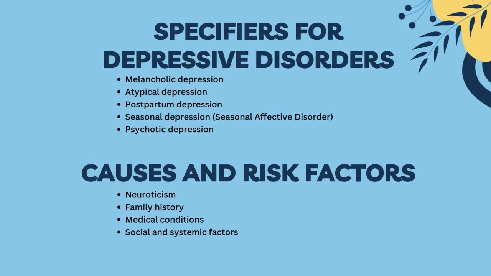Starting with melancholic depression, this is severe, non-reactive episodes marked by neurovegetative symptoms like psychomotor retardation and significant weight loss. This is often treated with more intensive interventions such as electroconvulsive therapy. So this is the client that just can't get up, just can't get moving, just can't get the motivation or the energy to start their day.